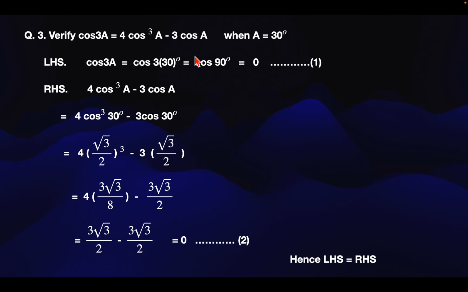RHS, take this expression. Okay, here put a is equal to 30. Okay, we know cos 30 is root 3 upon 2. Here we need a cube. So it will be 4 into root 3 upon 2, the whole cube, minus 3 into cos 30 is root 3 upon 2. Okay, simplify this. You will get this expression as 0. Hence, LHS is equal to RHS.